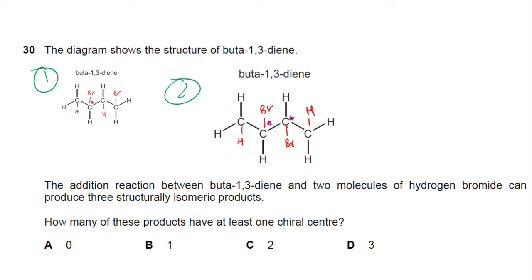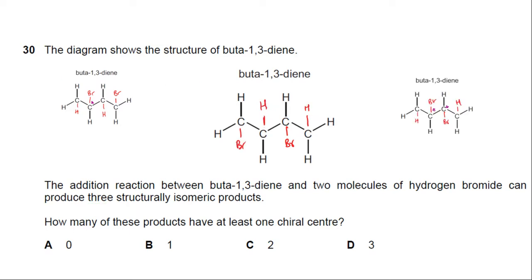In this case, if you observe, again, this carbon will be chiral because it has methyl, bromine, hydrogen and a separate group. This carbon will also be chiral because it has hydrogen, bromine, methyl, and a separate group. So now we know that out of these 3, 2 of them have at least one chiral center. Now we need to look for the third one.